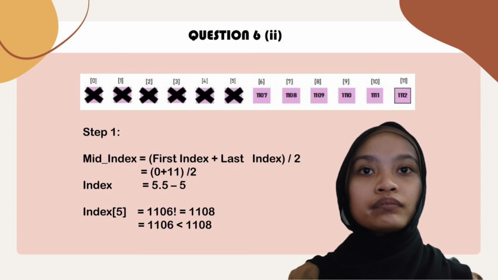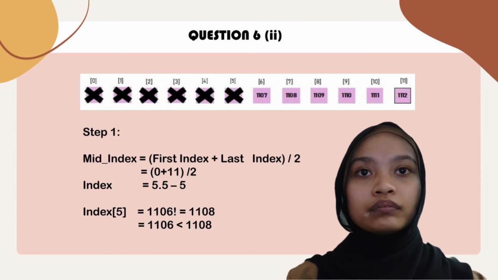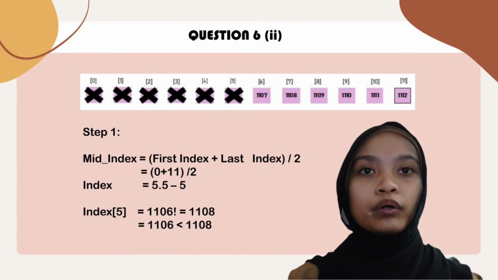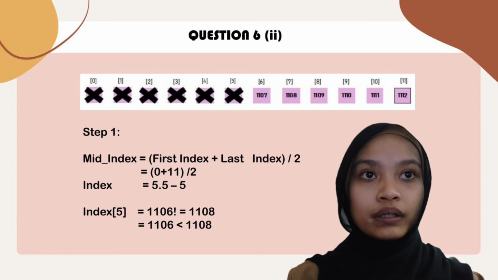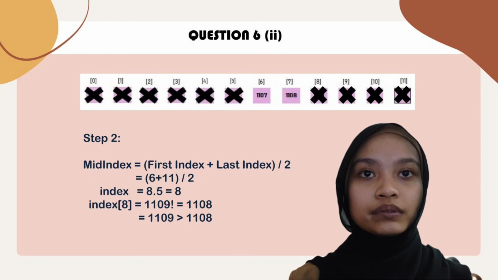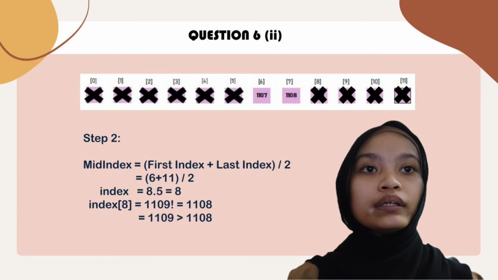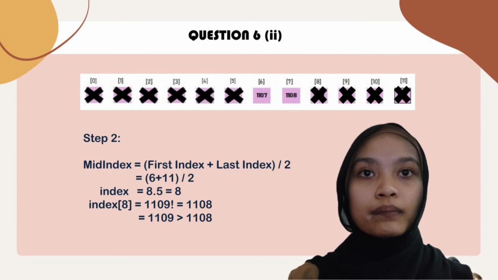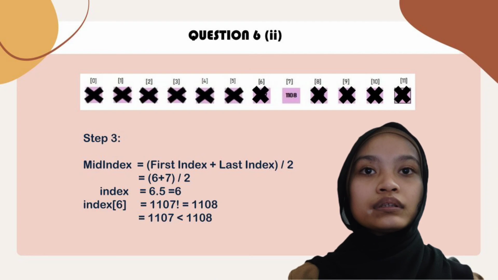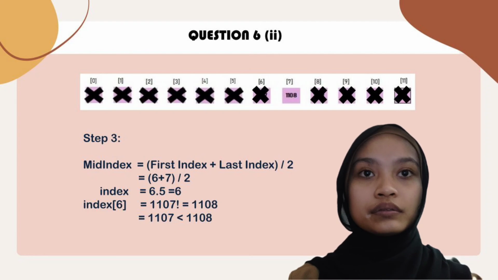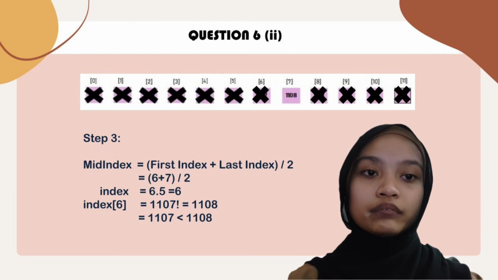The index is 5.5, which shows at the fifth index, which is 1106. The second step is the first index is 6 and the last index is 11, divided by 2. The index is 8.5. 8.5 shows at the 8th index, which is 1109. Next, for the third step, the first index is 6 and the last index is 7, divided by 2.